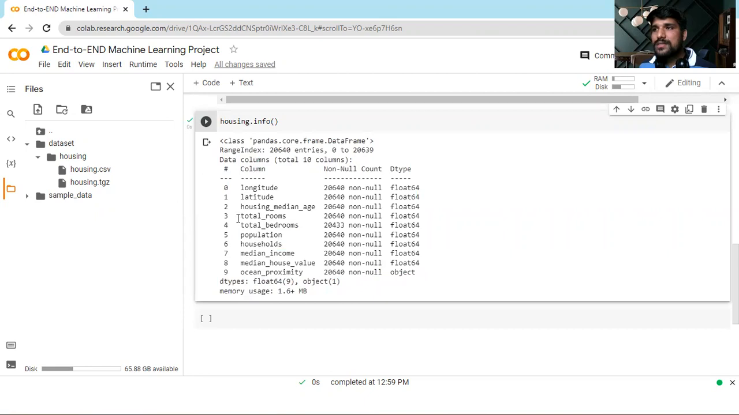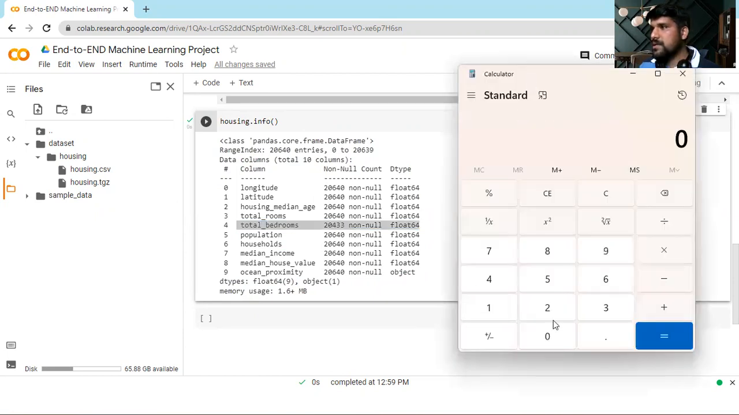But if you look at total bedrooms, my total bedrooms contains only 20,433 values. So what is the significance of this? It means that it has some null values. And how many null values does it have? Let's take the calculator. 20,640 minus 20,433 gives 207, so almost 207 missing values.